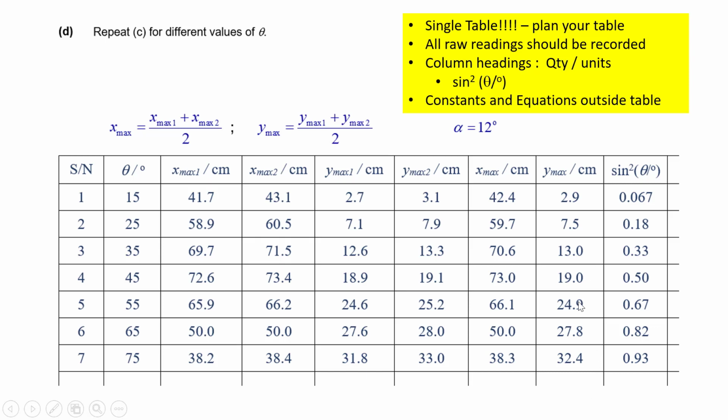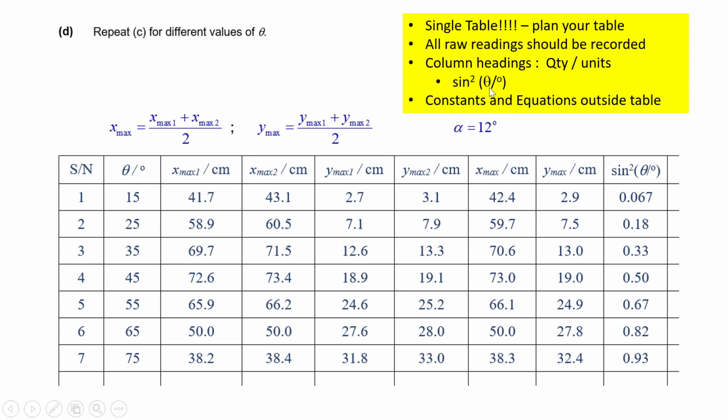Now, in terms of the table, this is what we're marking for. First, again, convention for the column headings. All your column headings should have a quantity and units, and the convention would be quantity / units. Now, take special note of sine squared theta. Sine squared theta is actually a dimensionless quantity.